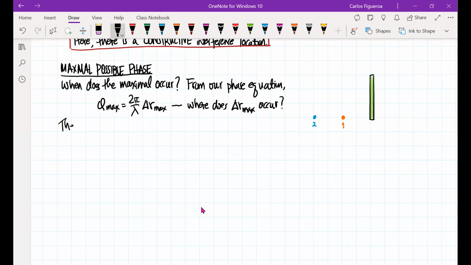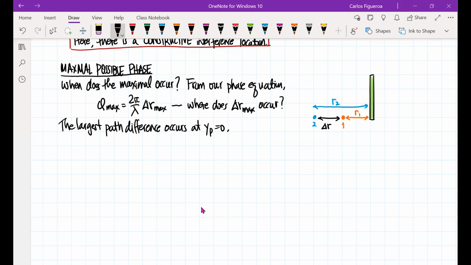So the largest path difference occurs at yp equal to 0. So that means if I look at this distance right here, the distance from here to here, that is, of course, R1. And then I have this distance from here to here, which is R2. So you could see here that the maximal distance is then going to be the path difference delta R right there.